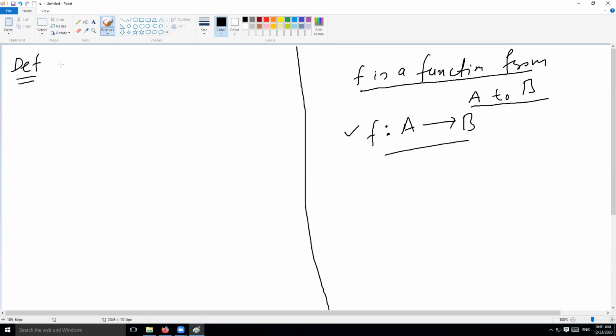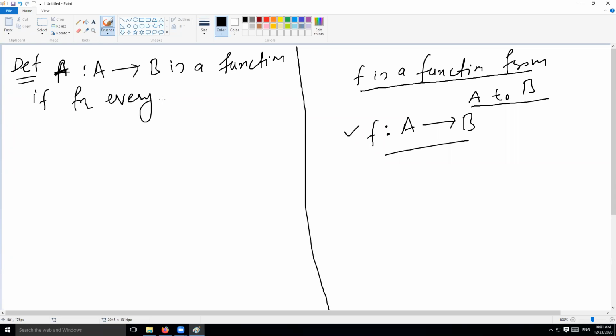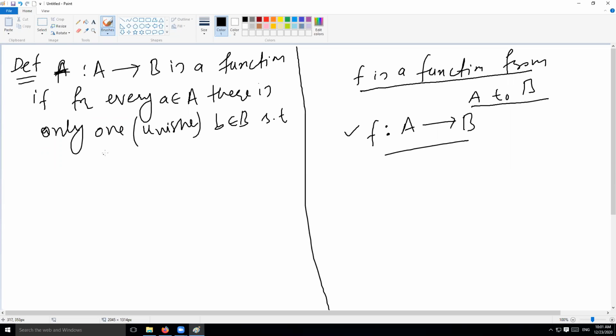Okay. So a function F from A to B is a function if for every a in A, there is only one, in other words unique, b in B, such that b equals F of a. So that's really a cryptic way to say that a given relationship is a function actually.